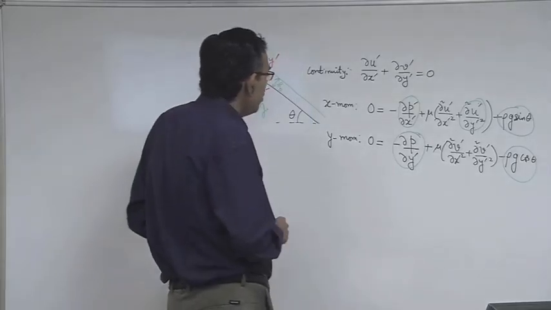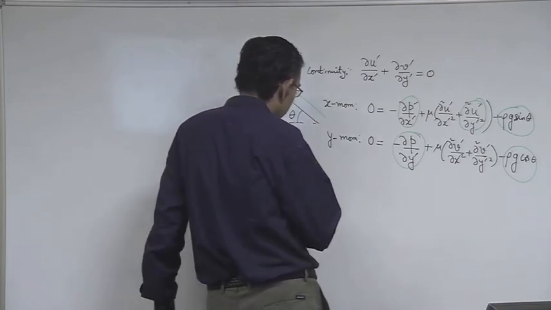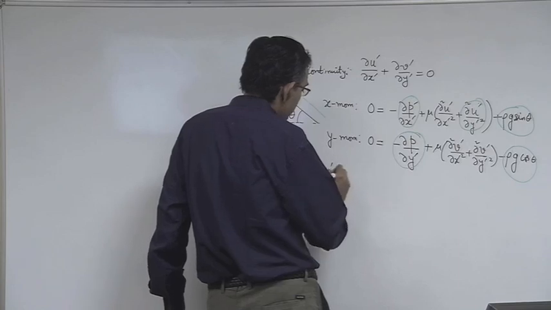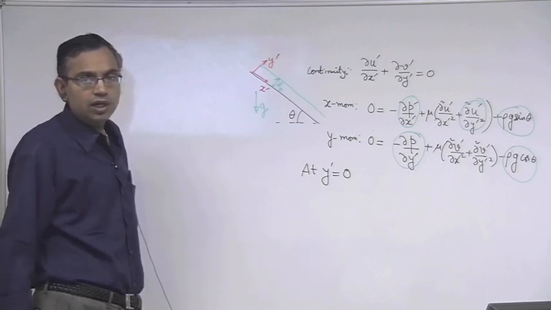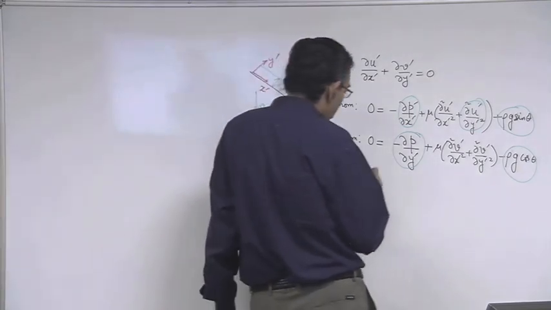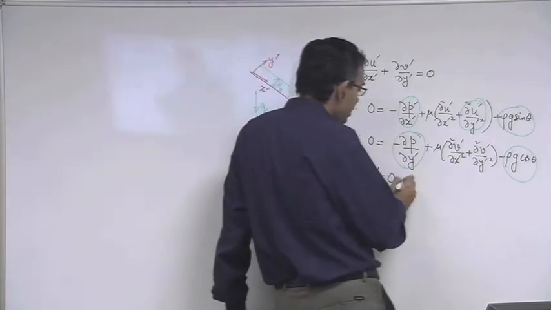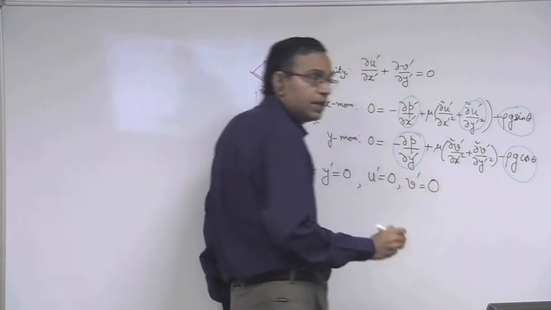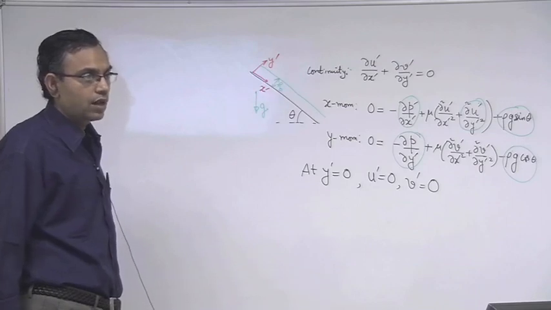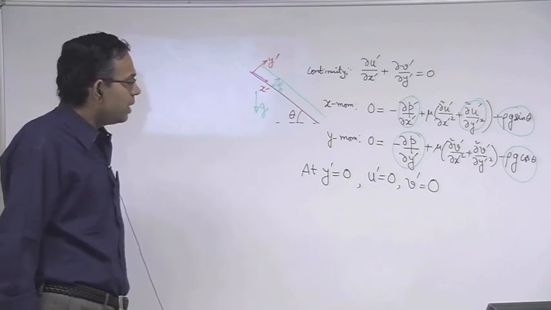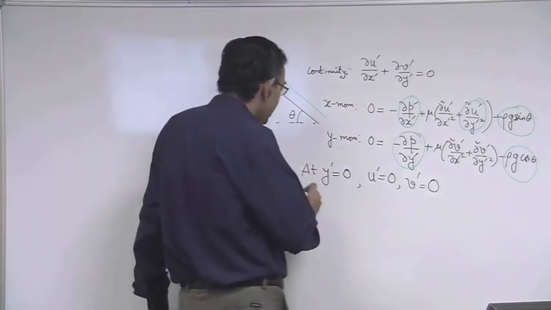So, at the bottom wall at y dash equal to 0, what are the boundary conditions? U dash equal to 0, that is no slip, and V dash equal to 0, that is no penetration. This boundary condition is true at y dash equal to 0. What about y dash equal to H naught?